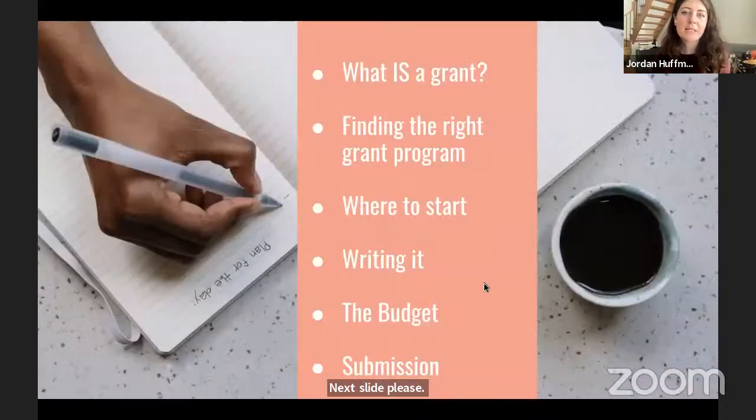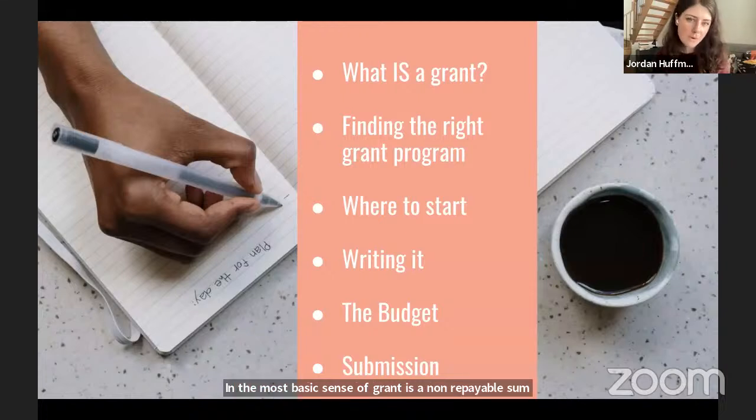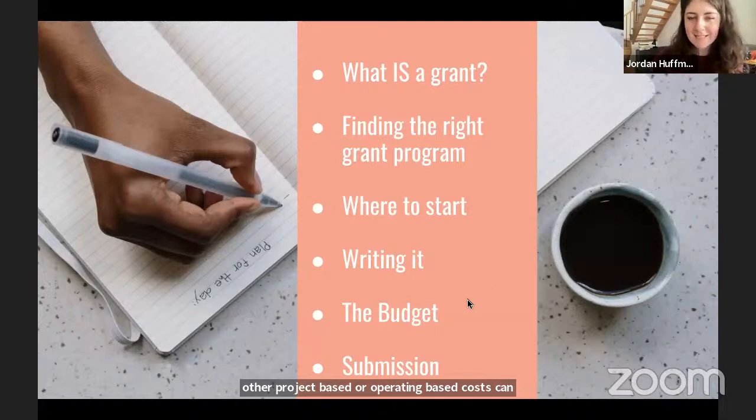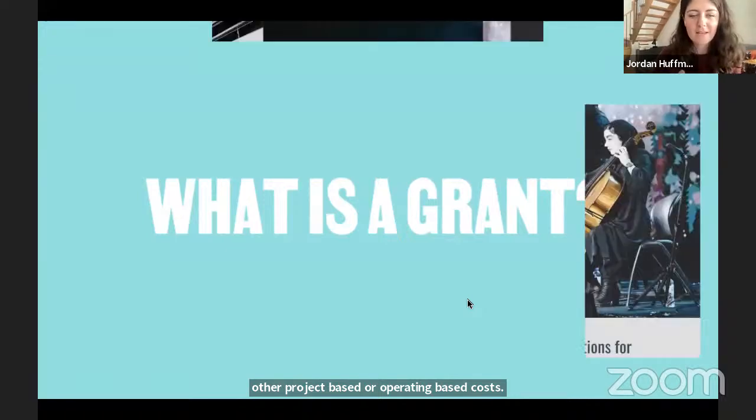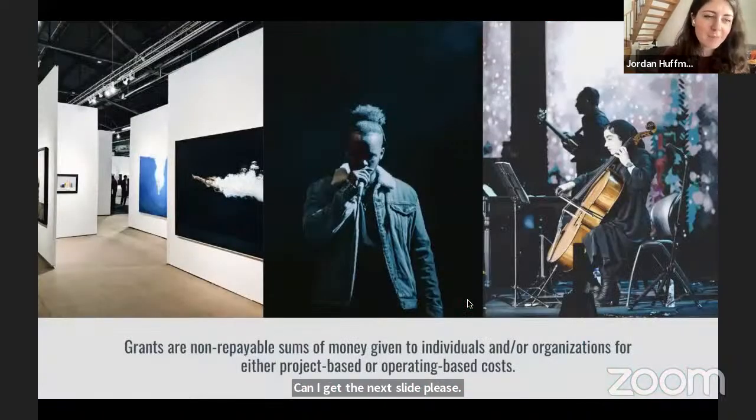So what is a grant? In the most basic sense, a grant is a non-repayable sum of money given to individuals and/or organizations for either project-based or operating-based costs. Can I get the next slide, please? And the next slide. We're a couple slides behind.